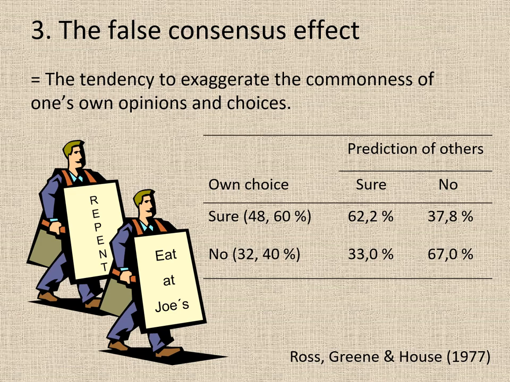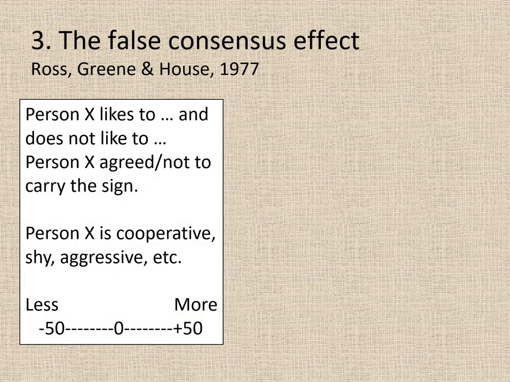In the same study, they also had a part like this. The subjects are asked to read a short description of a person. He or she likes to do this, doesn't like to do that, some information. And then they also get the information that when we asked this person if he or she would be willing to walk around with the sandwich board, he or she said yes, or said no.